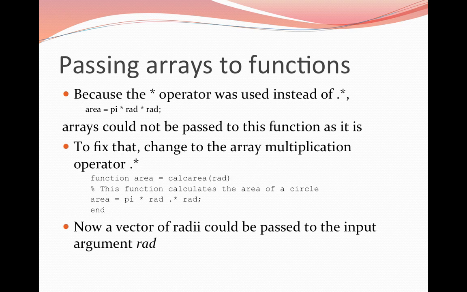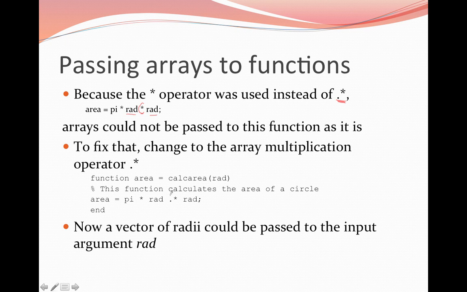Now in some built-in functions you could pass a vector or a matrix to a function. Can we do that with our calcarea function? The answer is no, not the way we wrote it in this case, because I used the simple multiplication operator instead of the dot asterisk or star, instead of the array multiplication. So in here I said RAD times RAD, just using the scalar multiplication operator.